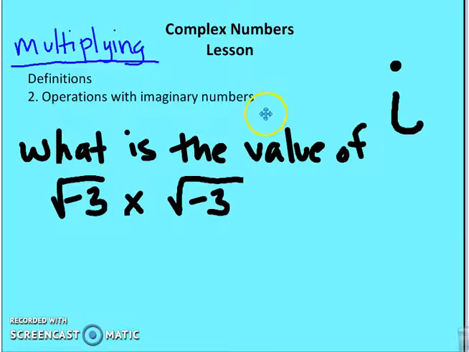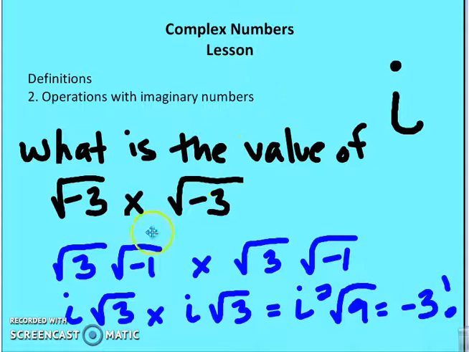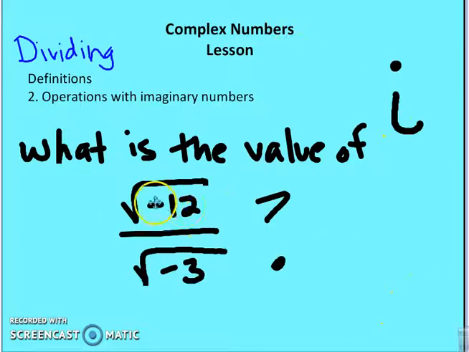All right, so let's go through the process of multiplying, dividing, adding, and subtracting. We'll multiply first: square root of negative 3 times the square root of negative 3. If you adhere to the process I've asked you to follow, removing square root of negative 1 as a factor from each of the radicand values and then multiplying, you end up with i root 3 times i root 3, which is i squared root 9. i squared is negative 1 times the square root of 9, which is 3, and you end up with negative 3 as the value.